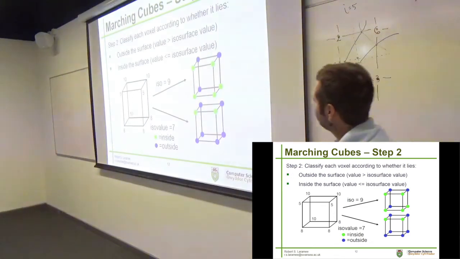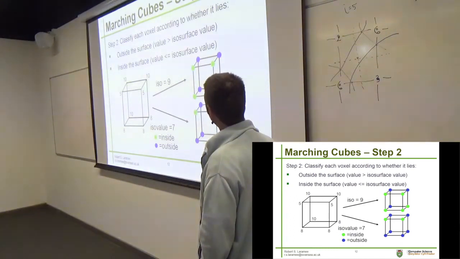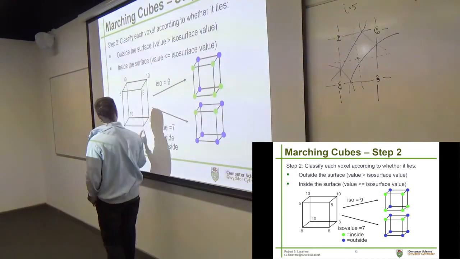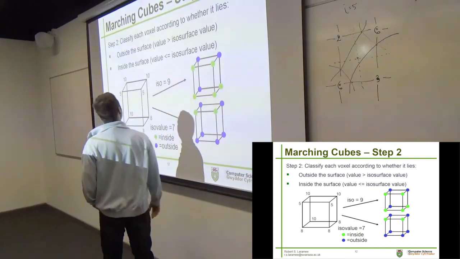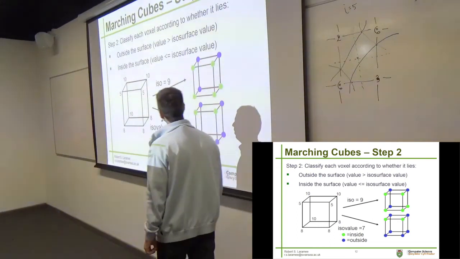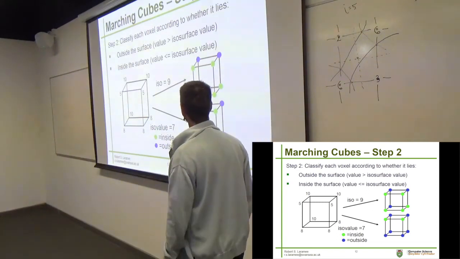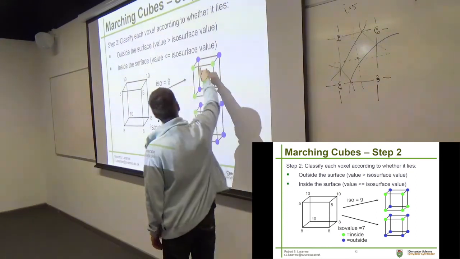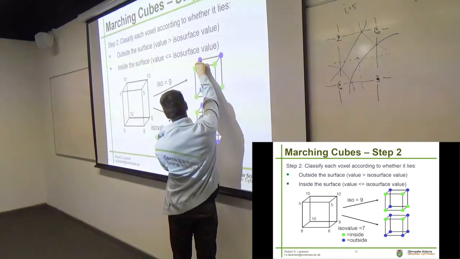So step two is to classify each voxel according to whether it lies inside or outside the surface. So here's a cell, and these are data values, like 8, 8, 8, 10, 5, 5, 10, 10. And if we choose an iso value of 9, for example, or say an isosurface of 9, we look at each vertex and classify it as inside or outside. So 10 is above 9, so we classify it as outside.